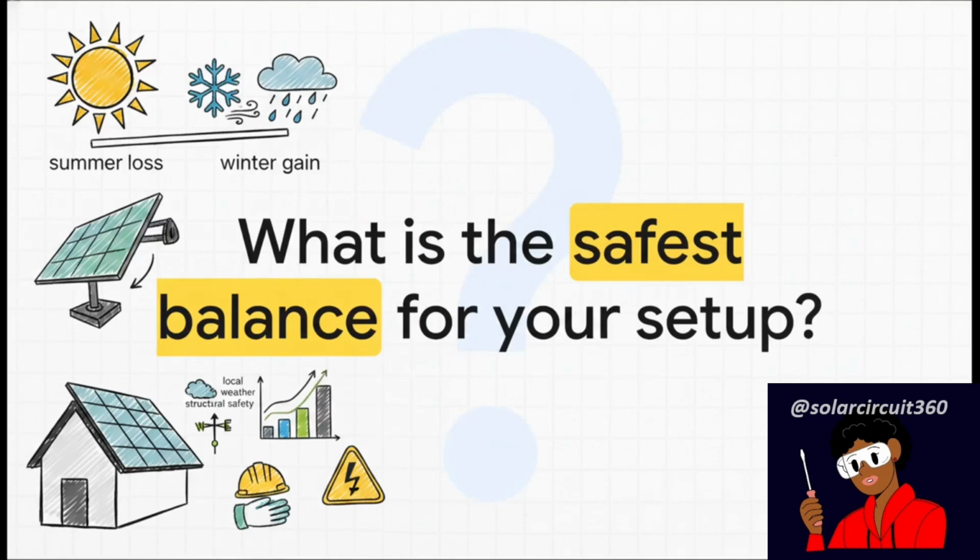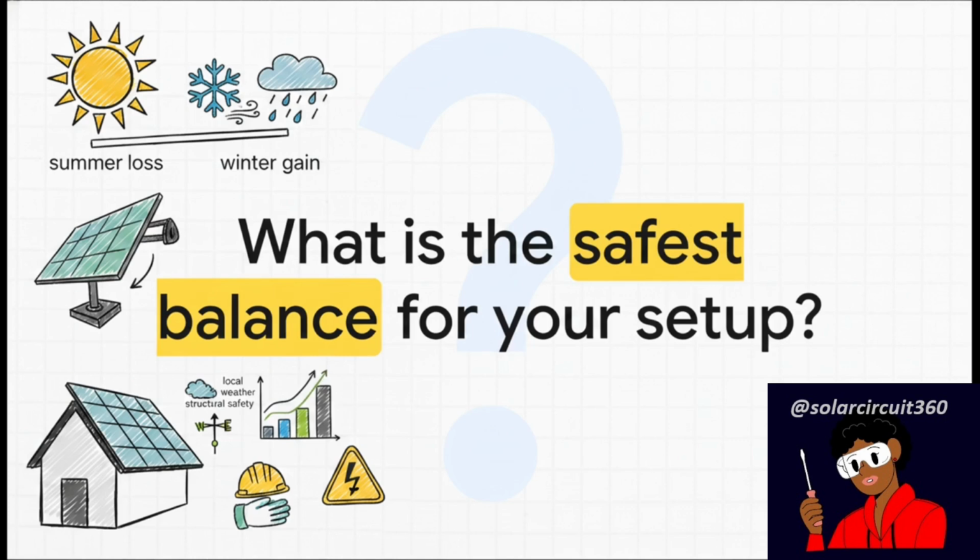Which brings us to the ultimate question you really need to ask yourself: what is the safest performance balance between winter gain and summer loss for your specific setup? The best system is rarely the steepest or the flattest. It's the one that perfectly balances geometry, local weather patterns, and absolute structural safety.